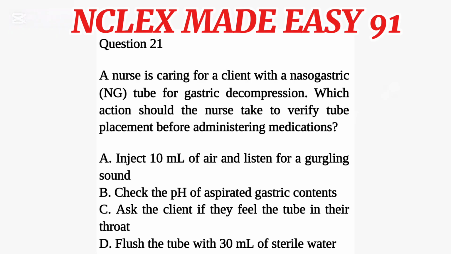Question 21. A nurse is caring for a client with a nasogastric (NG) tube for gastric decompression. Which action should the nurse take to verify tube placement before administering medications? A. Inject 10 milliliters of air and listen for a gurgling sound. B. Check the pH of aspirated gastric contents. C. Ask the client if they feel the tube in their throat. D. Flush the tube with 30 milliliters of sterile water. Answer B. Check the pH of aspirated gastric contents.